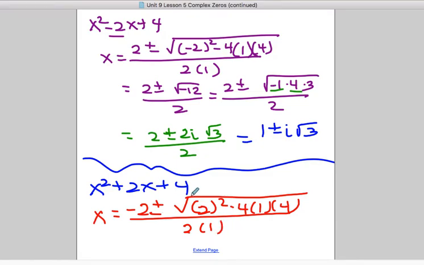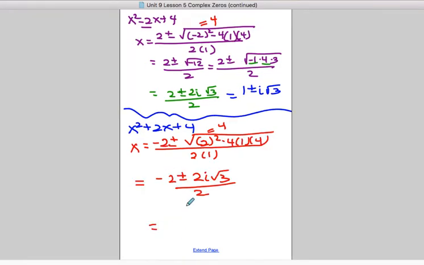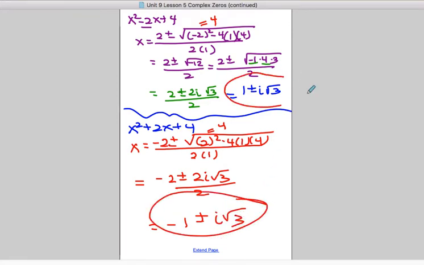So what's really going to change? This front number will be negative, and then if I take a negative and square it, it becomes positive 4. If I take a 2 and I square it, it's positive 4, but everything else is the same. So I know that this is going to be the square root of negative 12, and I know what that reduces to. So I can jump to the conclusion, based off my other work, that this is going to be negative 2 plus or minus 2i square root of 3 all over 2. And once again, I can divide all of it by 2. So I'd have negative 1 plus or minus i square root of 3. Okay, so here are my zeros.